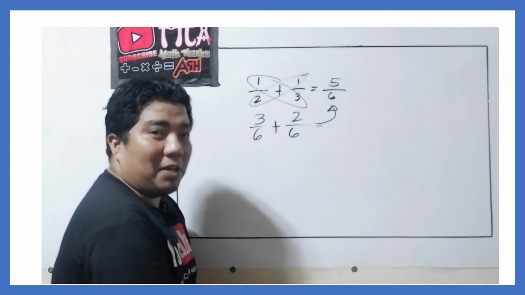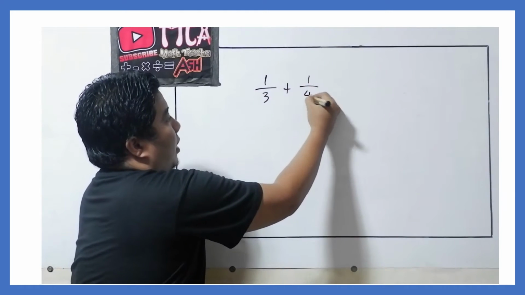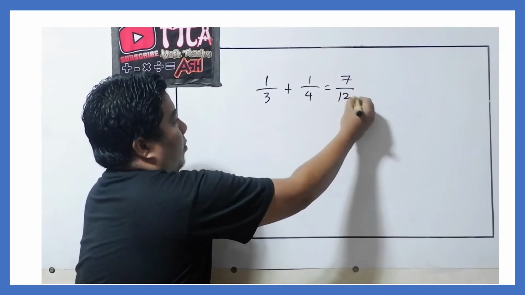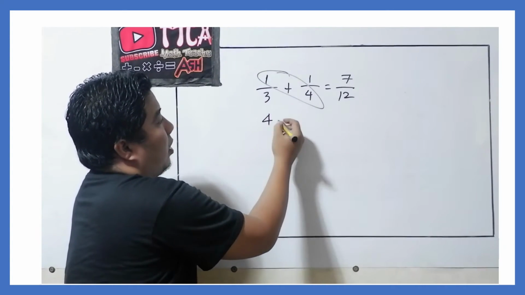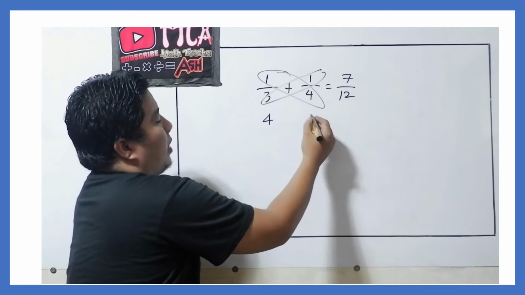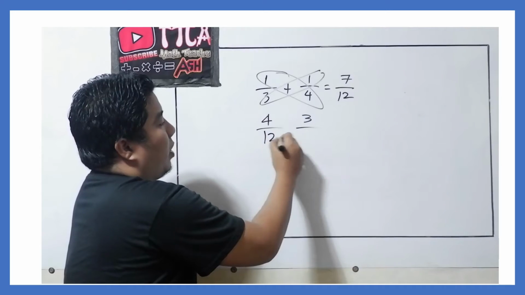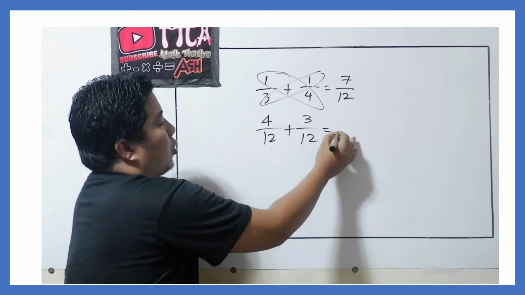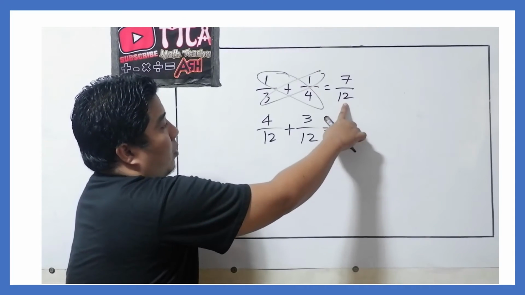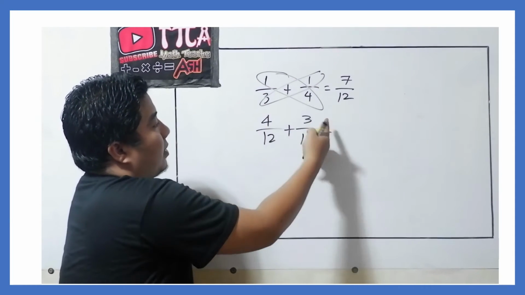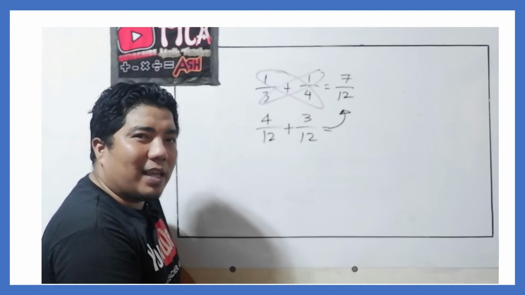Now, let us try letter B. For letter B, we have 1/3 plus 1/4 is equal to 7 over 12. Now, applying the butterfly method, we have 1 times 4, that is 4. Then, we have 3 times 1, that is 3. And in order for us to know the denominator, 3 times 4, that is 12. Since this is still addition, we just add the numerators and copy the denominator. 4 plus 3, that is 7. So therefore, this is still a correct mathematical sentence.